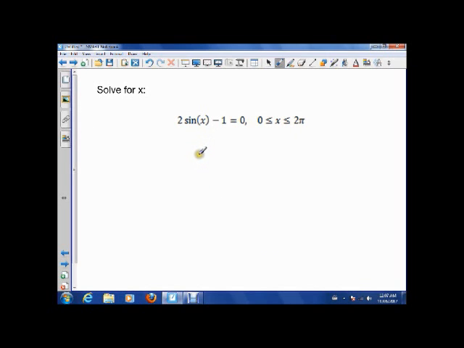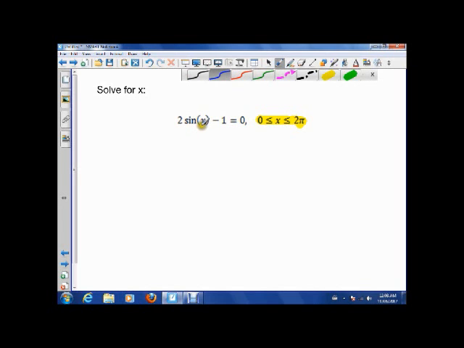Okay, so we're always going to be between 0 and 2 pi unless it says something else. Okay, so this time it says between 0 and 2 pi. If it doesn't say anything, then you assume it's between 0 and 2 pi. Okay, so let's start solving, right?